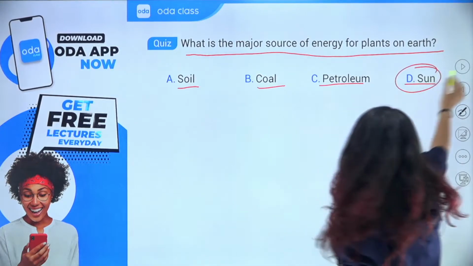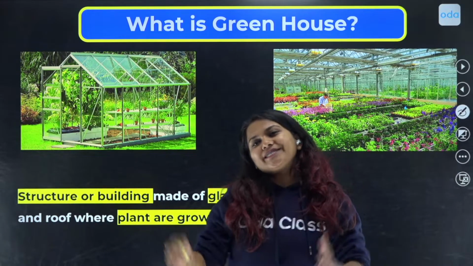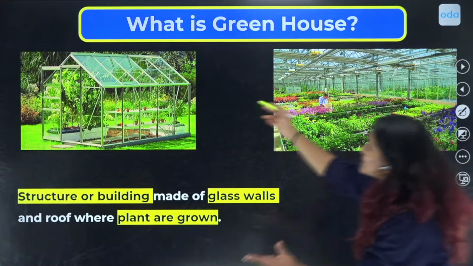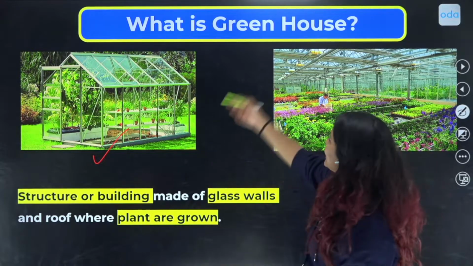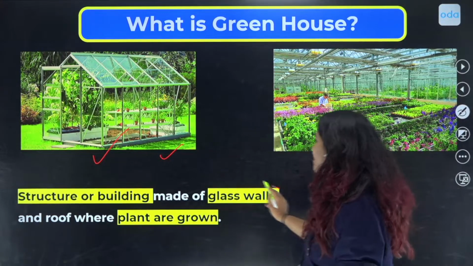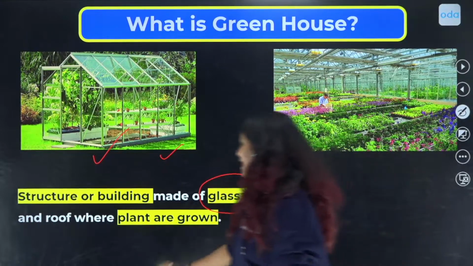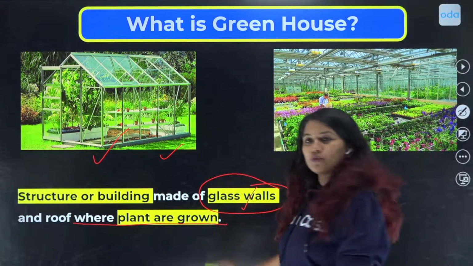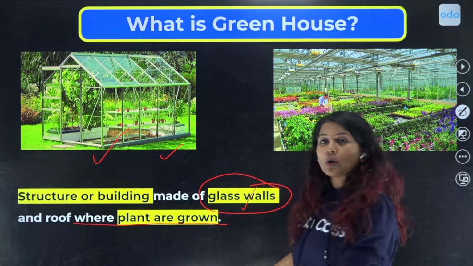Yes. So students, when I talk about greenhouse, what is a greenhouse? A greenhouse is a structure or a building. What do you see here? It's a structure. Yes, it's a building, a house, like we say green house. It's something like that only. A house made up of glass walls and roof where the plants are grown. Wow, that's amazing. So a greenhouse is a house where we grow plants.